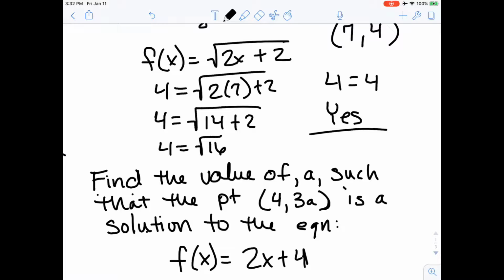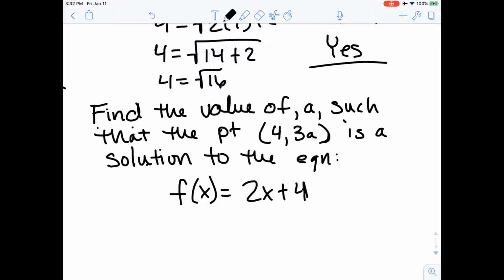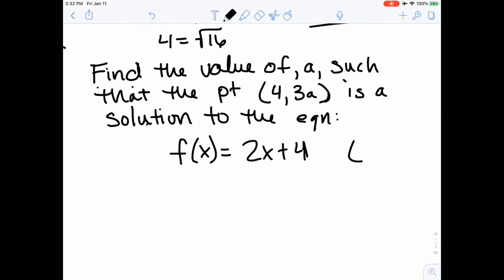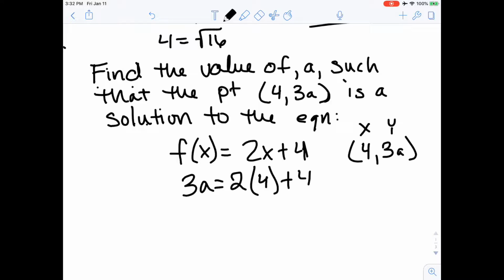Now, the second variant that you're going to see in this topic of math is when they give you part of the point, but they ask for a multiple of one of the variables. So here's your question: find the value of a such that the point (4, 3a) is a solution to the equation. You do the exact same thing. This is your x coordinate, this is your y. You plug those values in, so you say 3a equals 2 times 4 plus 4.